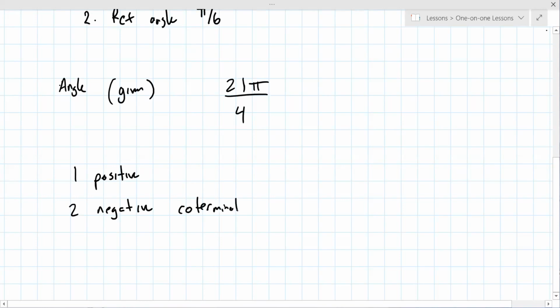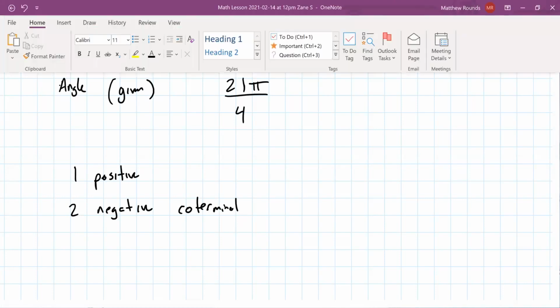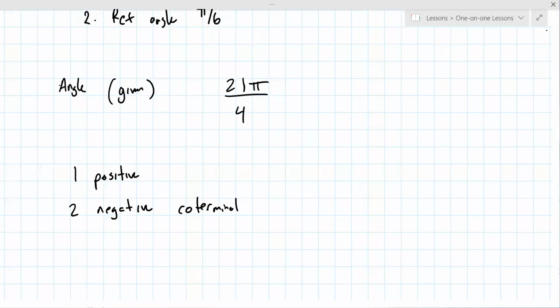Okay. Wait, so we could just have, what? So you want those 2 negative coterminals. You want the numbers to be like negative, for example, negative 3 over 4 pi. I don't think that's right, but that's an example, correct? Yes, exactly. It should have a negative in front with 2 of those.